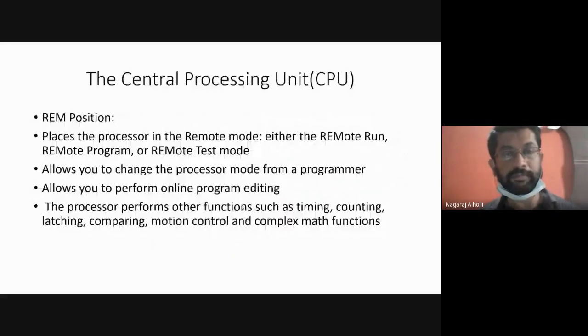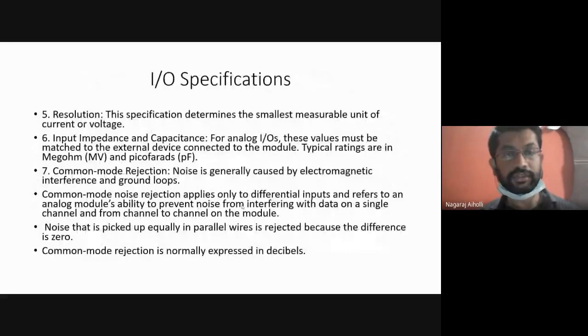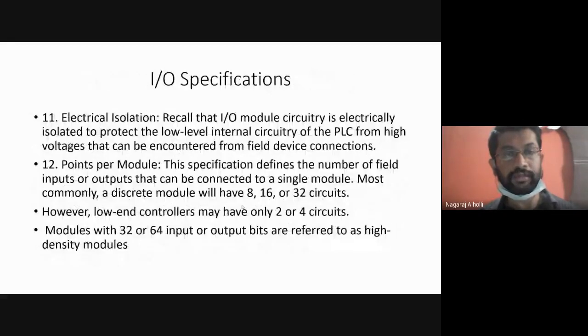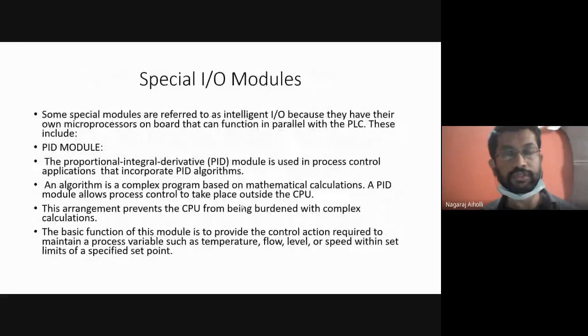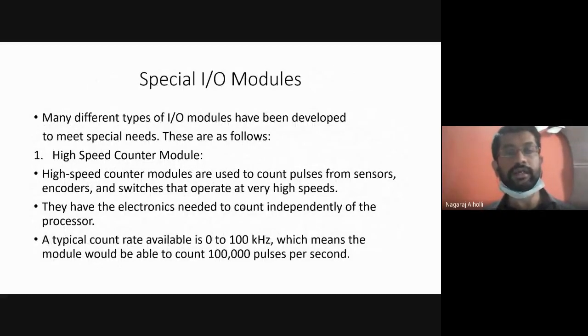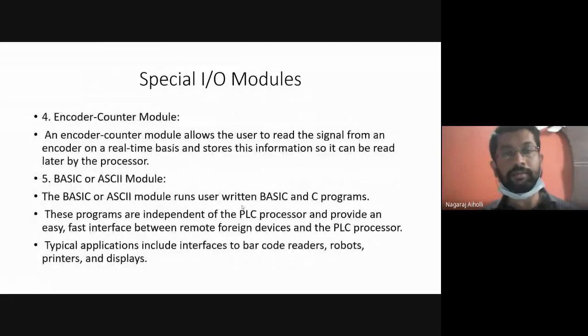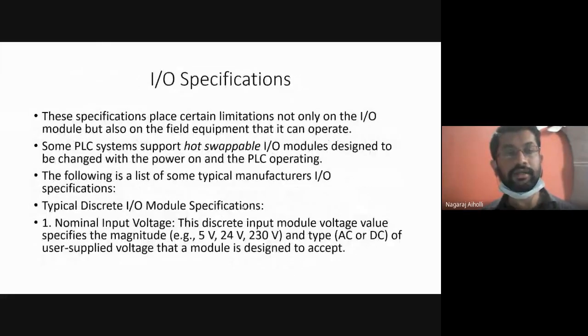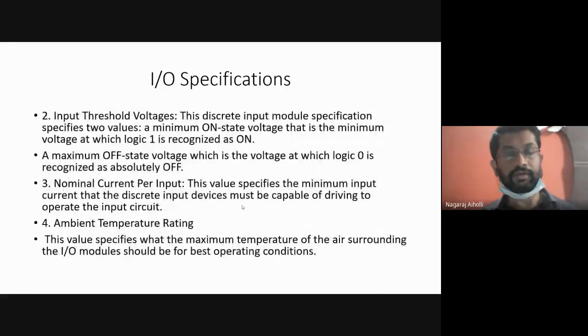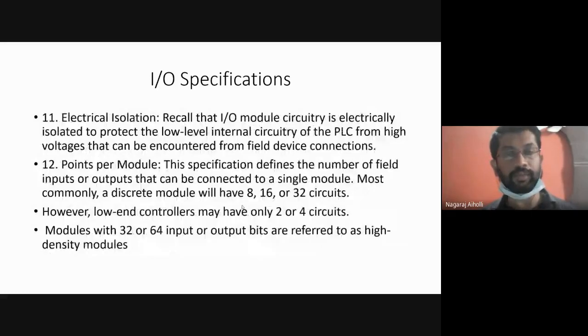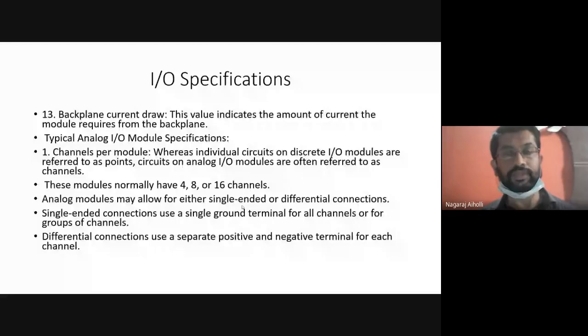In the examination, questions may be asked on these. That is, a question may come on I/O specifications or on special I/O modules. The question on the special I/O modules may be: explain the various types of special I/O modules used in PLCs. That may be one possible question in the examination. Another type of question that may arise is: write the I/O specifications of the PLCs, or explain the I/O specifications of the PLCs. You have to write for both discrete as well as analog. Both you have to cover for the I/O specifications.